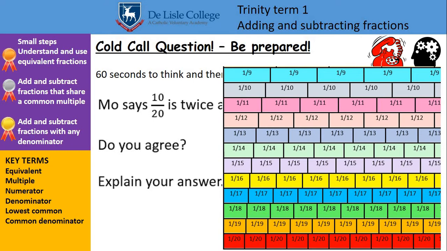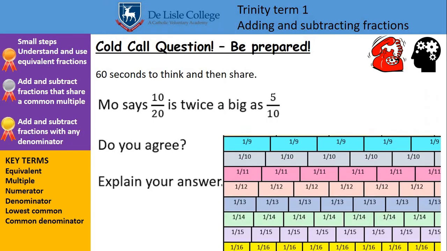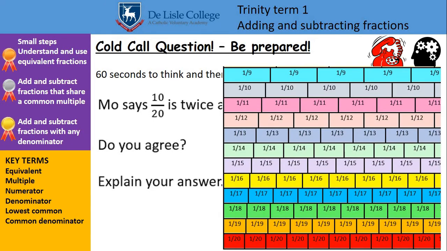Okay, and there's a bit of a fractional rule there you could use. We've said 5/10. If you look along the tens there's 5. The number of 20s there, you've got the same as 10/20, just to prove it with our fractional rule once again.